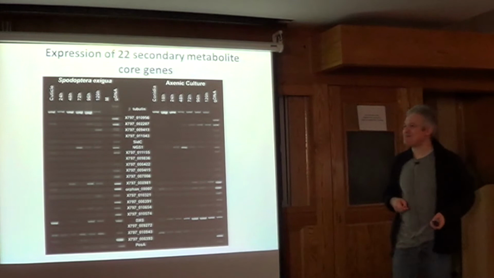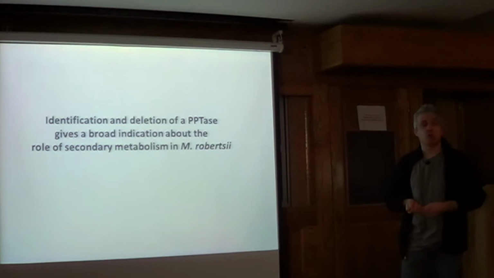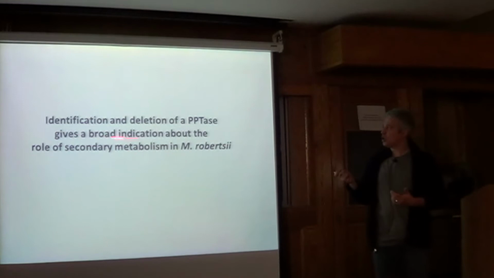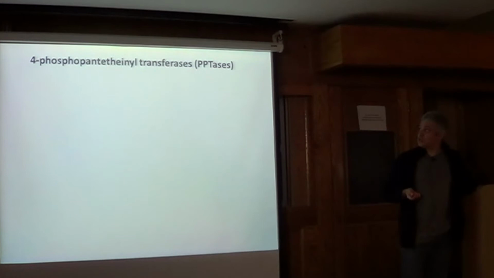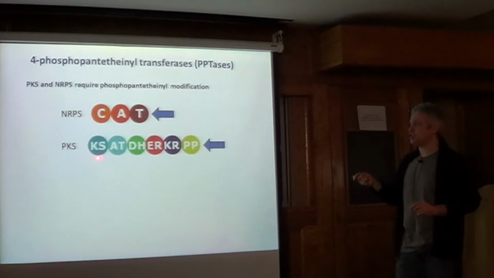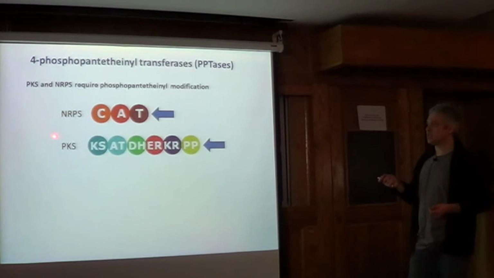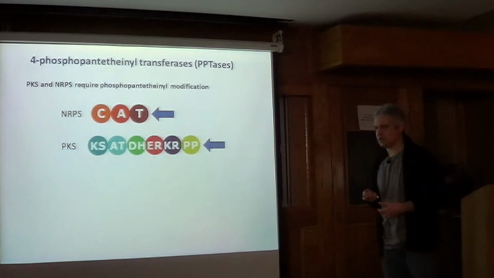But there is another way, a quick and dirty way, to have a rough idea of what the secondary metabolism does. And that is the deletion of these PPTases. So, why? PPTases are required to activate, basically, most of the secondary metabolite genes, NRPS and PKSs, not the terpenes. And without these genes, these proteins are inactive, because they cannot add the phosphopantetheine modification at the thiolation domains. Basically, they are there, but they are not functional.